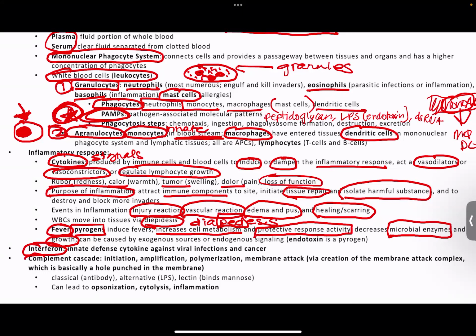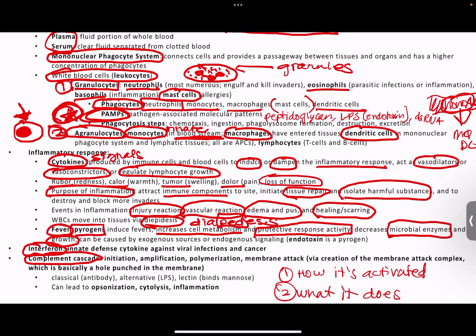Okay, complement cascade. There's two things that we need to focus on category-wise with this. The first thing is, how is it activated? And the second one is what it does. So complement is just a set of proteins that are always in your bloodstream. You don't need to make your body make it. It's always around and they're always in an inactive state.